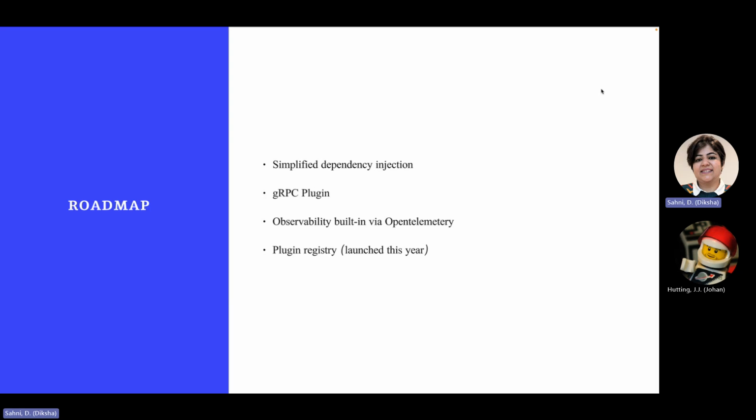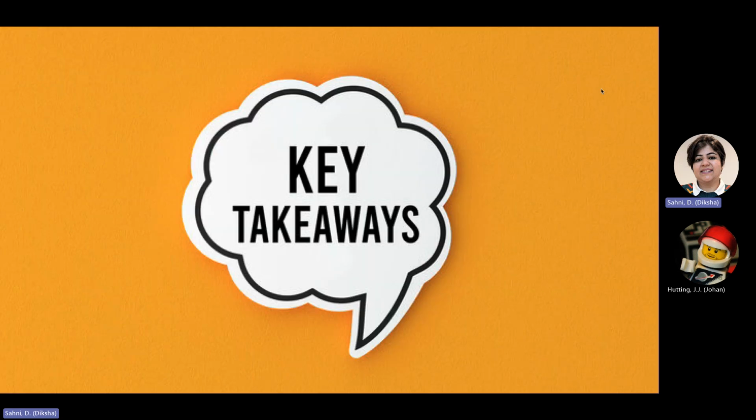The roadmap is that they are going to come up with more. First, they are going to come up with an inbuilt dependency injection plugin. They are also going to work on a gRPC plugin, and observability using OpenTelemetry. Right now, it's with Micrometer. And the plugin registry was actually launched. We were informed at the Kotlin conference that the plugin registry for Ktor and Kotlin has been launched. So that's already there.